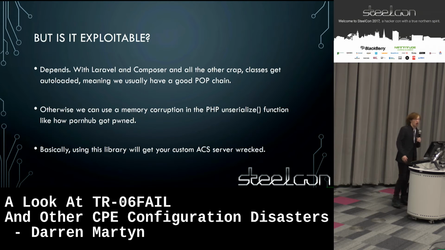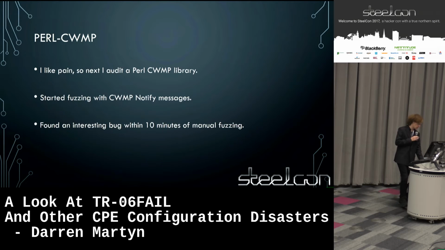So it's really easy. Otherwise, you can do, like, how those guys pwned Pornhub for the 10K bug bounty and find a memory corruption. But that's hardened stuff. So if you want to do that, that's fine. But it's way easier just to build a pop chain. If you use this library to build an ACS, you're going to get fucked. Game over. You know, you're just screwed.